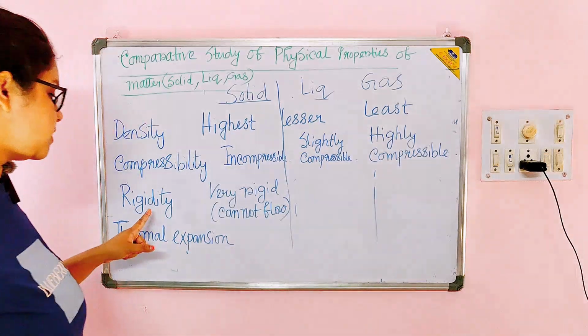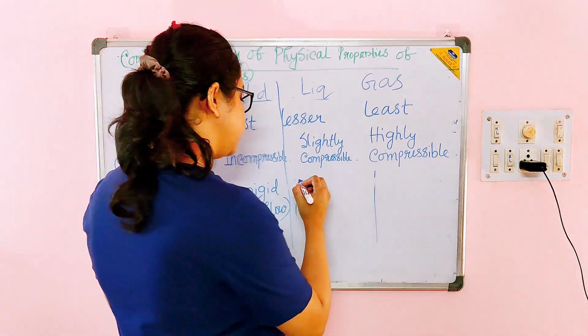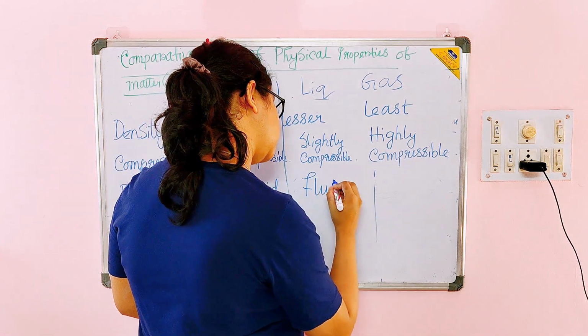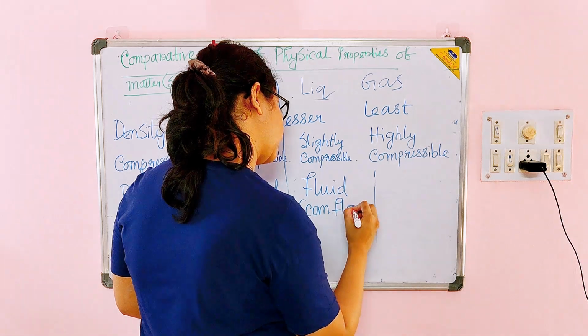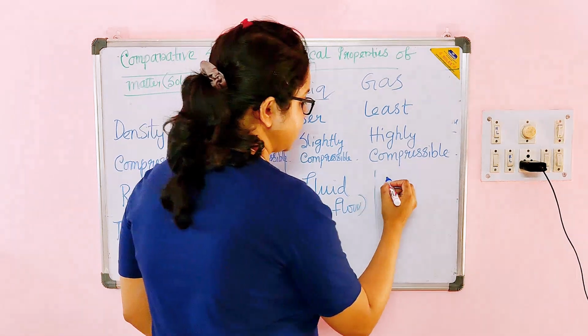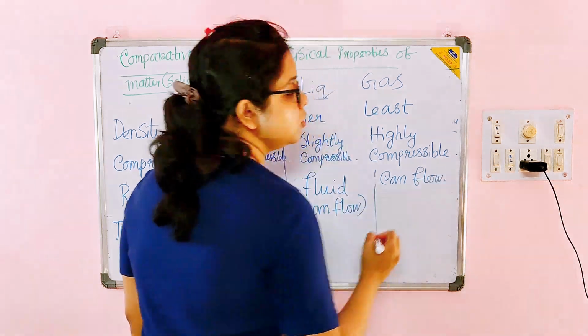If we consider rigidity, solids are very rigid, that means they cannot flow. But in case of liquids, they can flow. And gases can also flow, so they are not very rigid.